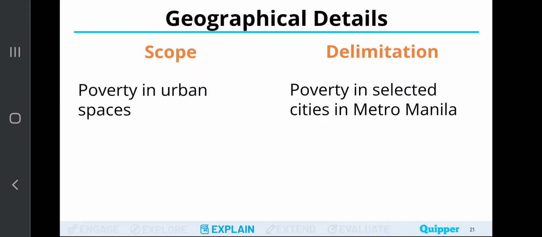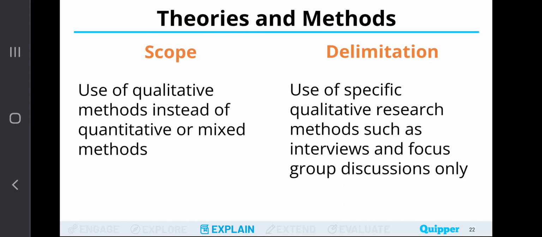For geographical details, the scope: poverty in urban spaces. Delimitation: you are going to control and you are going to set the boundaries. Poverty in selected cities in Metro Manila. Urban magyapa na siya. It is still an urban space, but it is now more clear and more specific.